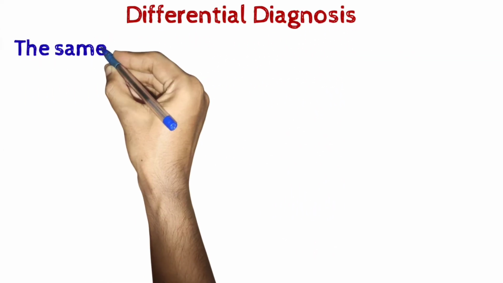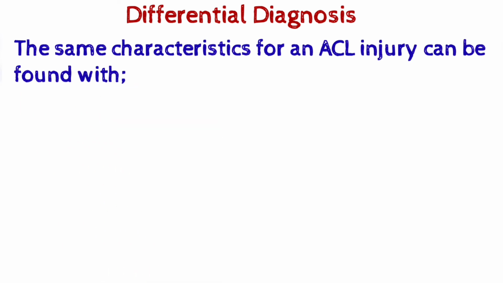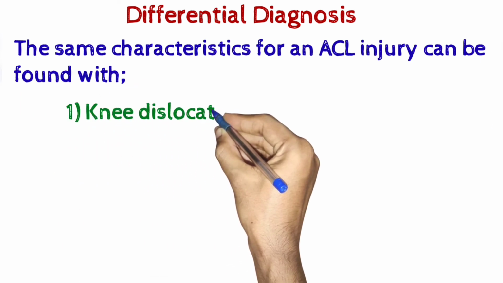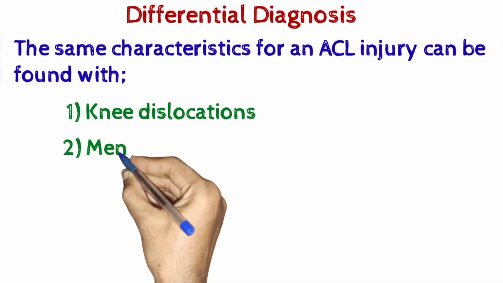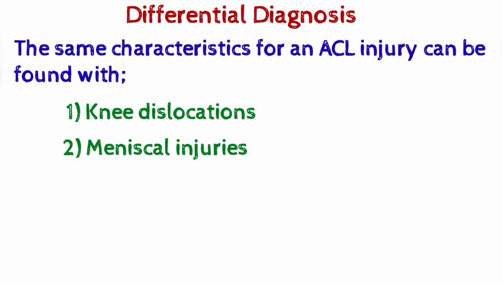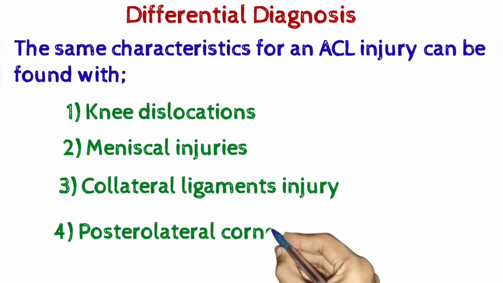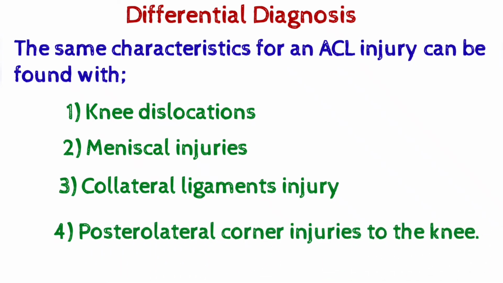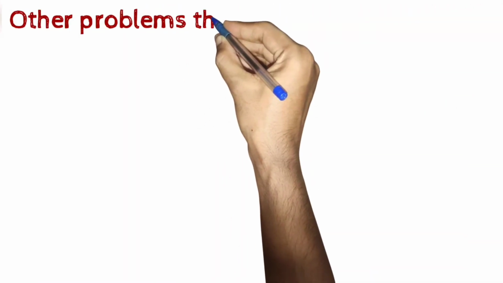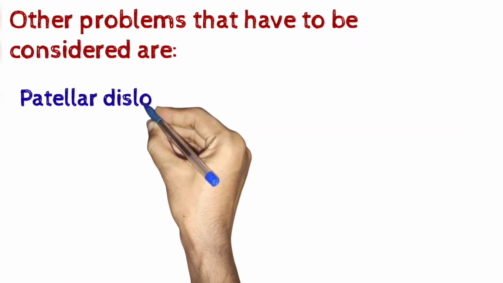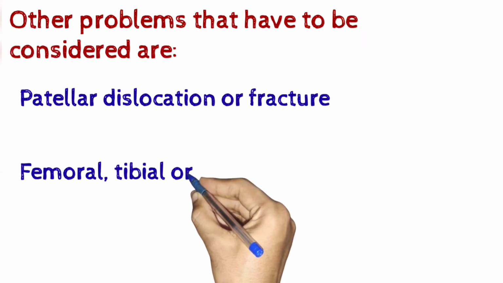Differential diagnosis. The same characteristics for an ACL injury can be found with 1. Knee dislocations. 2. Meniscal injuries. 3. Collateral ligaments injury. 4. Posterolateral corner injuries to the knee. Other problems that have to be considered are patellar dislocation or fracture, femoral, tibial or fibular fracture.